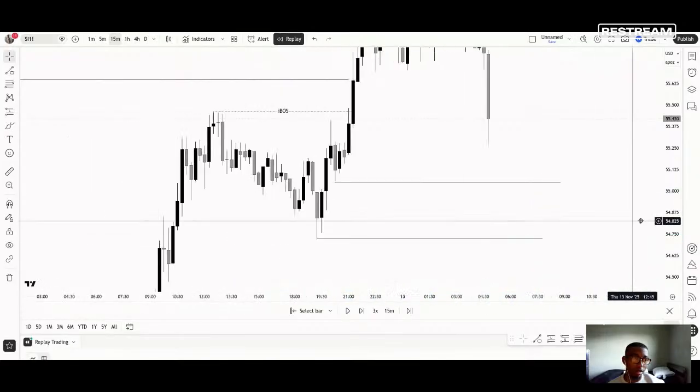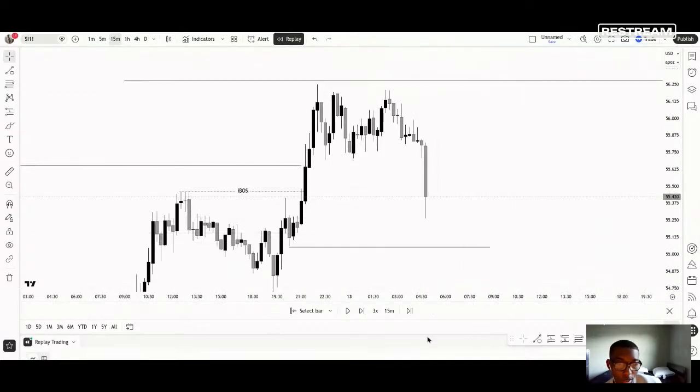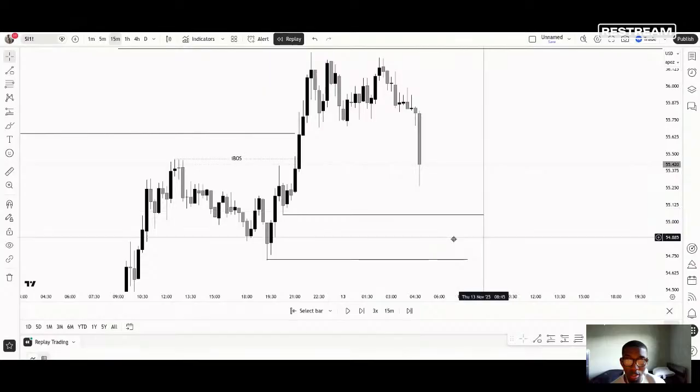So I can mark that. And honestly, I don't do anything. I just wait. So I expect this liquidity to be swept. Right. This point of interest, I expect the area to be swept.